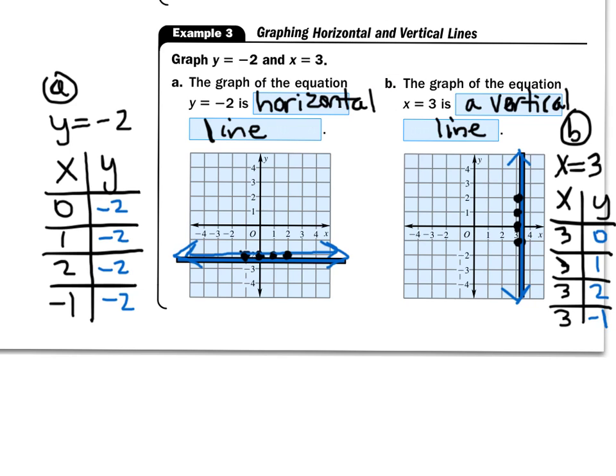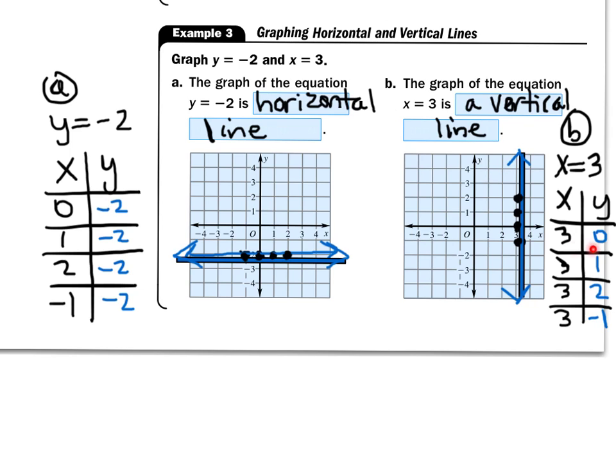Okay, look at B. What if they wanted us to graph x equals 3? So in the margin, put x equals 3. And it's the same kind of deal: they're saying x is frozen at 3. It can't be anything else. So in your x column, you just put 3, 3, 3, 3. Now in the y column, you're going to have to make up easy numbers to graph. And usually we start with 0, 1, 2, negative 1.